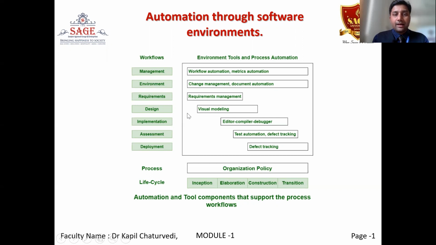Design means we'll have to implement and focus on visual modeling. It means what kind of tools, what kind of models, what kind of diagrams, what kind of data flow diagrams, what kind of Gantt charts, what kind of flow charts we will have to manage. Implementation means that in this step the management tool will focus on the editor, compiler, and debugger.